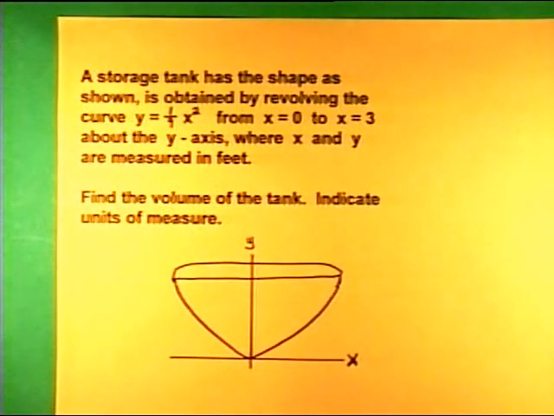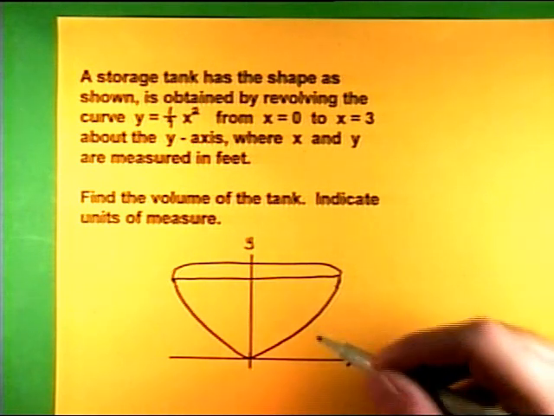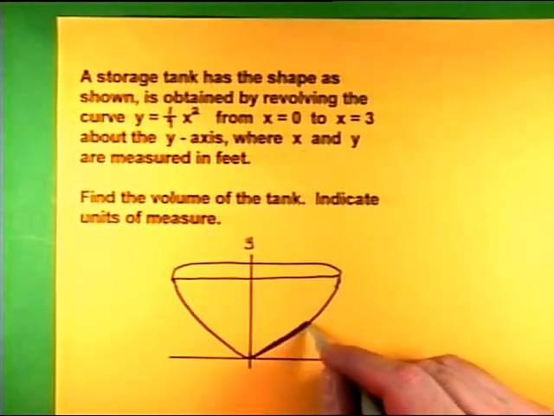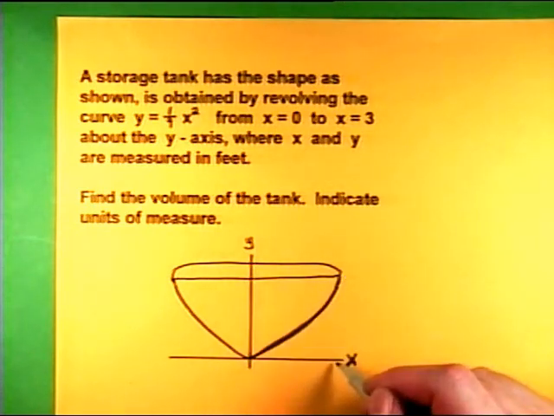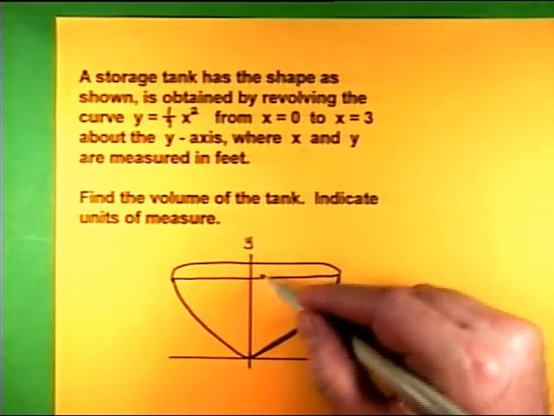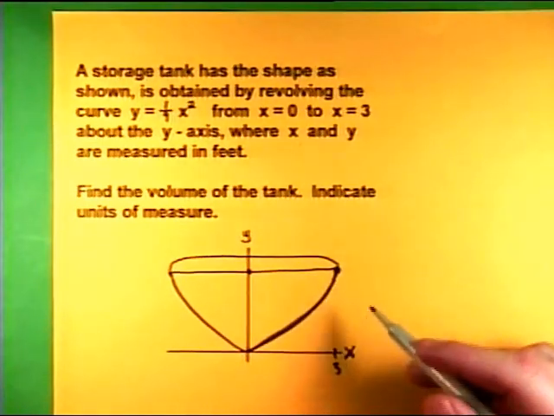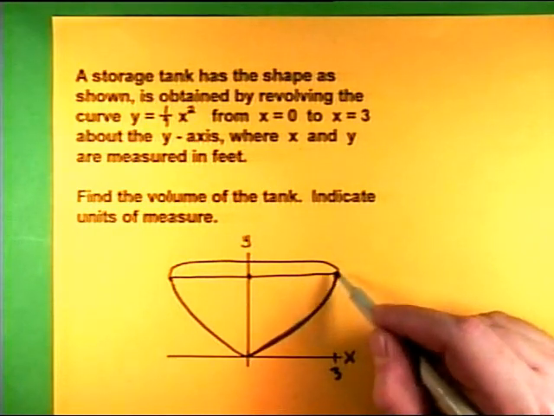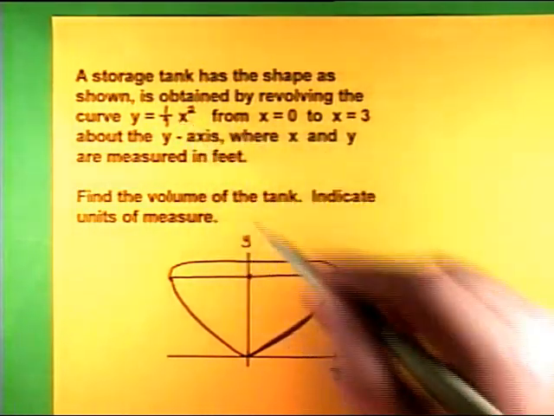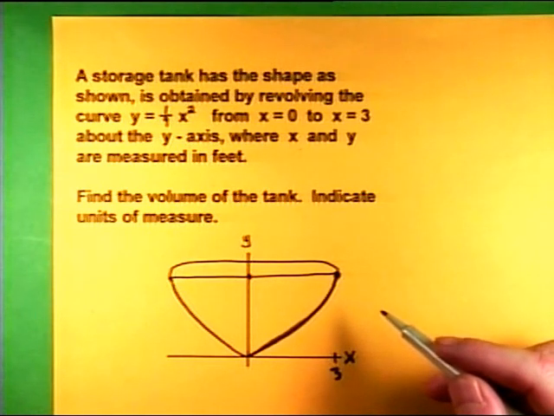Hey, Fumika Capadilla, how about this problem? Oh, Lord. A storage tank has a shape as shown. Oh, I can't do volume, Mr. Well, you're going to have to try. So you have y equals 1/9 x squared, from x equals 0 to x equals 3. By the way, what point is this right here? If x is 3, what would this point be? Oh, wait, x is 3, then it's 3 squared, 9. What's that 1 over what? 1/9.